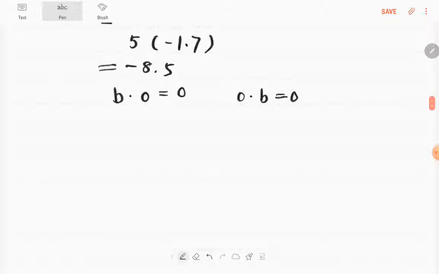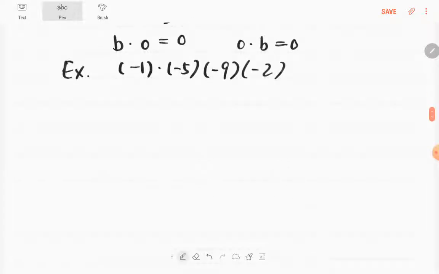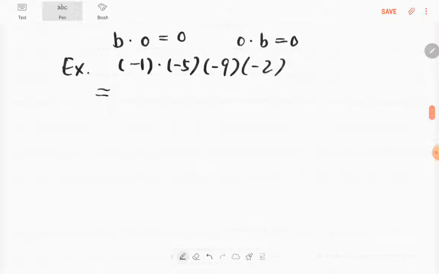Let's check more examples. This time we want -1 times -5 times -9 times -2. How should we do this kind of question? Because they are all multiplication, we do it from left to right. So first we check -1 times -5. Negative, negative, same sign, so our answer will be positive. So positive 1 times 5 will be 5.